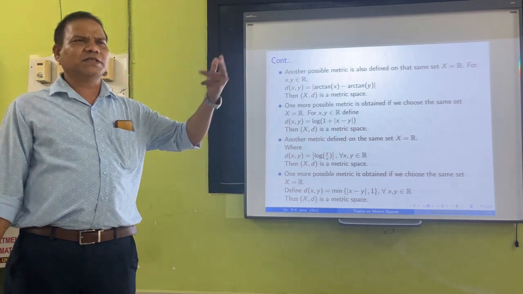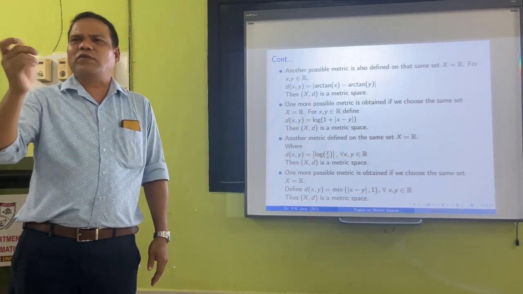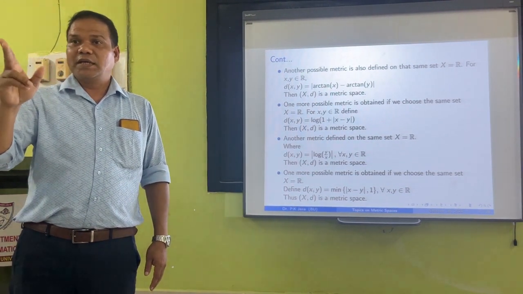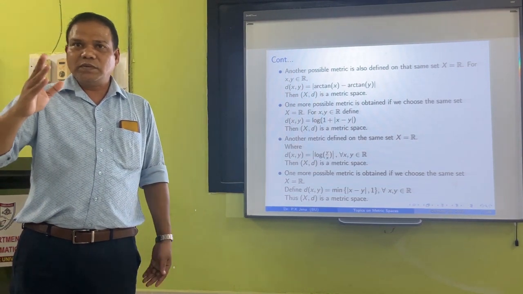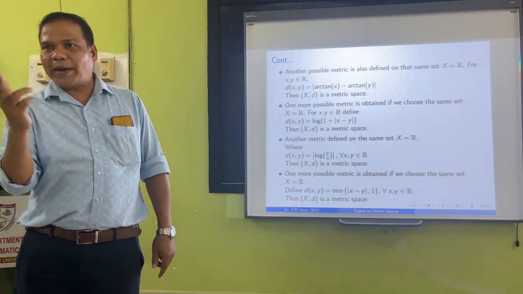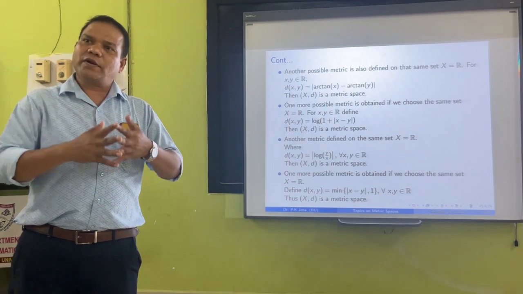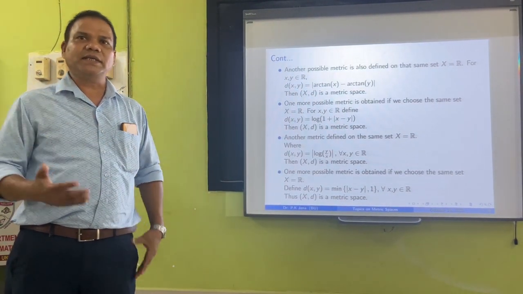You can define it. One of the concepts in real analysis is how to define the minimum function, the minimum of x and y. Similarly, the maximum of x and y. Once you define the minimum of x and y, you can check whether it satisfies the 4 properties or not. Once it satisfies all the 4 properties, you may call it a metric.